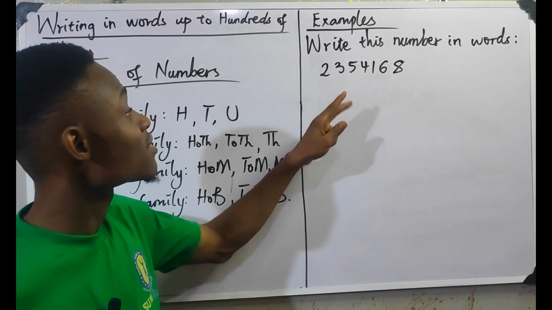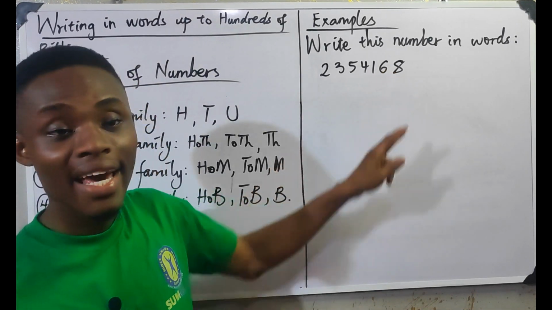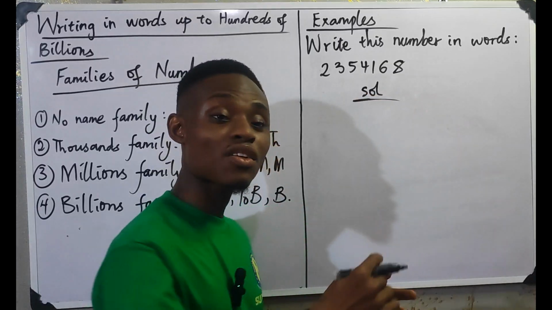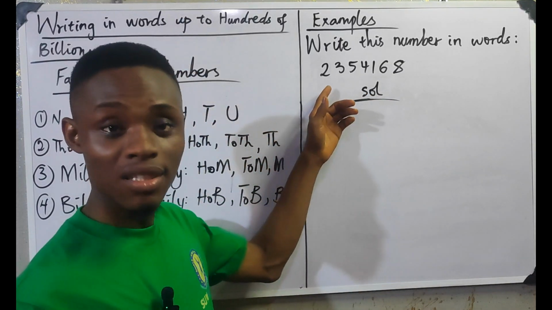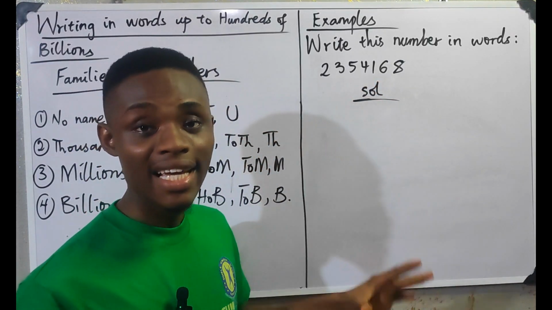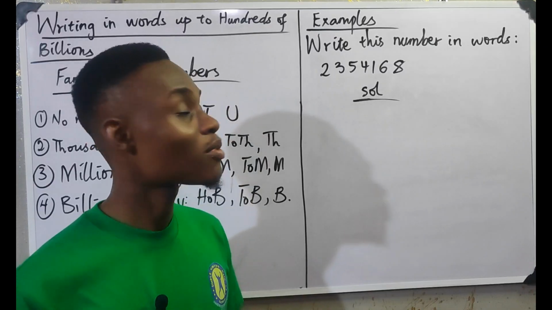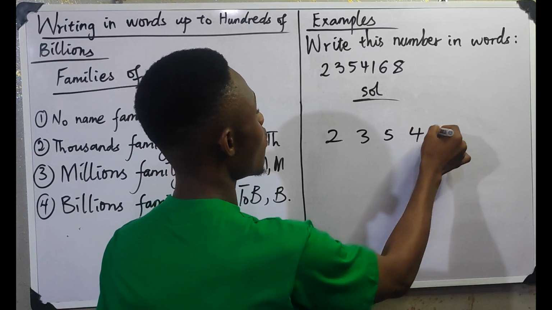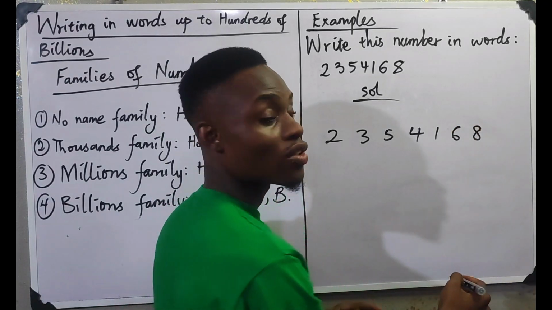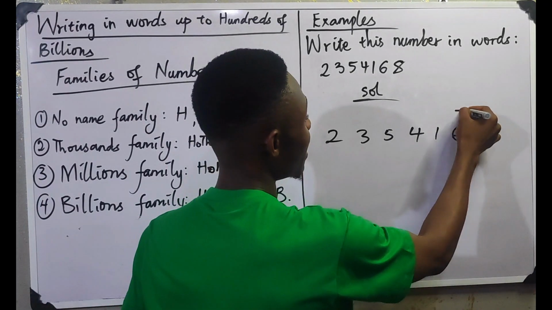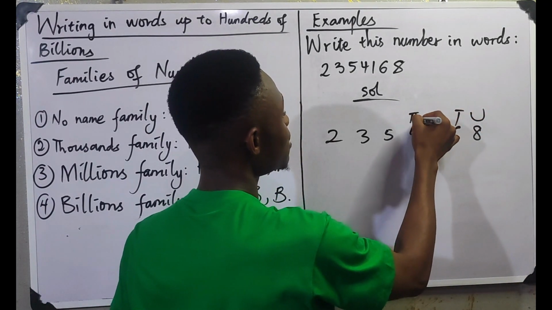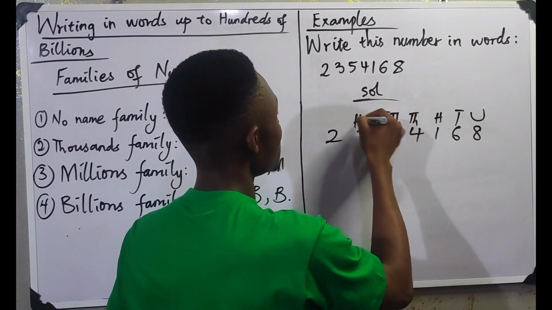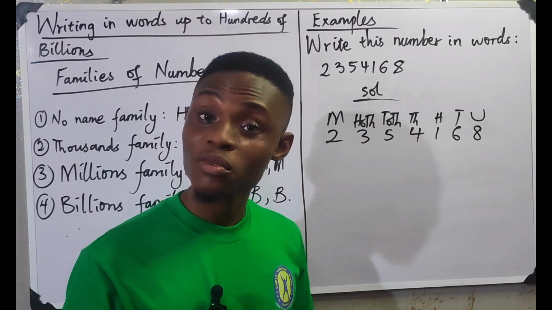Now the first number is 2354168. The solution. At the end of this solution, you will not be calling it the way I just called it, 2354168. You will call it the exact name. Okay, let's go. 2354168. Replace your values: unit, tens, hundred, thousand, tens of thousands, hundreds of thousands, millions. Wow, this number is up to millions.